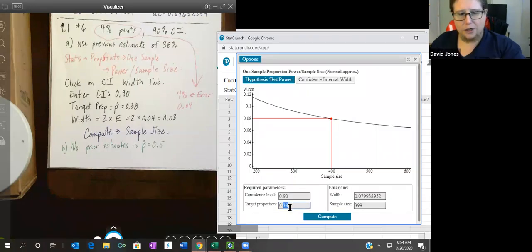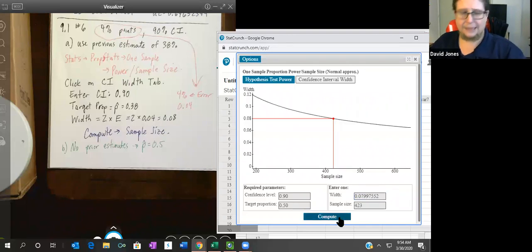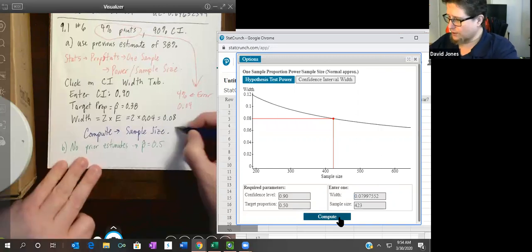So I'm going to change my target proportion to 50. I'm going to reset width. I don't want to use that 799 they got. I want to set it back to 0.08. And I'll click sample size, and here they give me 423. So this one was 399.